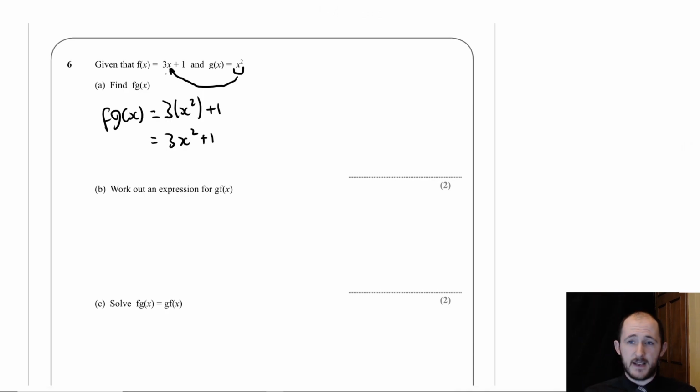And then gf of x, you're doing the reverse thing. You have x squared. So instead of x squared, I'm putting 3x plus 1 squared. And that's it. You don't have to expand it, but you're more than welcome to. We'll need to expand it for the second part. Is everyone okay with that? Does that sound good?